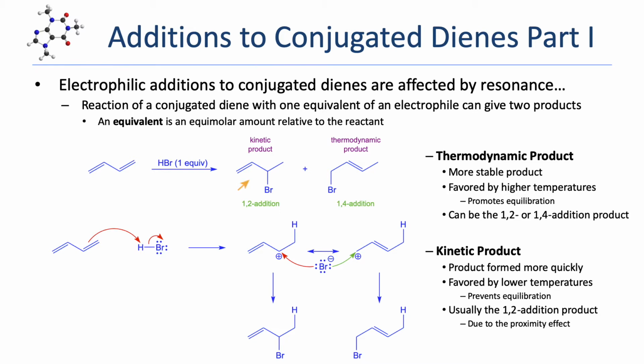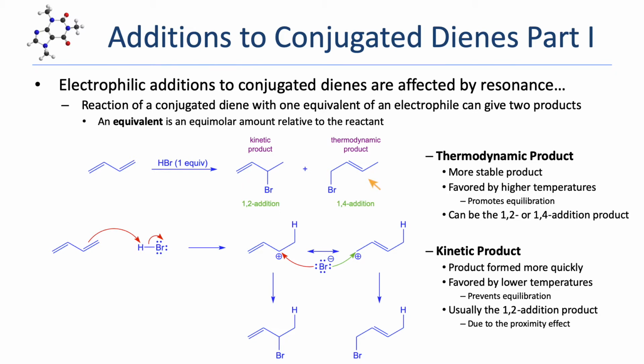The first is the expected Markovnikov regioselective addition of the HBr molecule to either of the two alkenes. This is called the 1,2 addition product, because the H and the Br were added to adjacent carbons, or 1 and 2 relative to one another. The second product is likely a bit of a surprise.